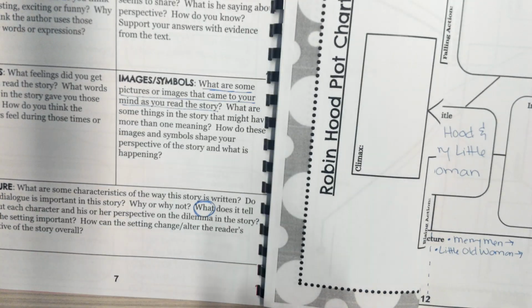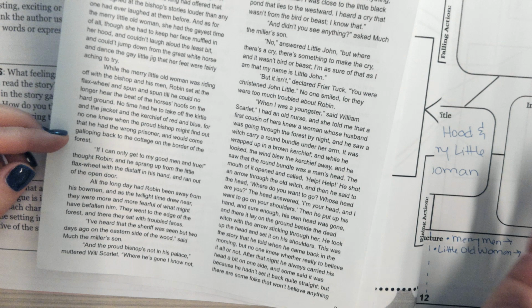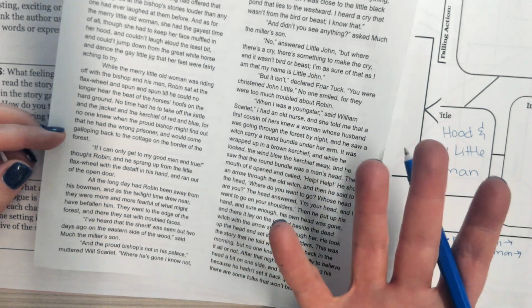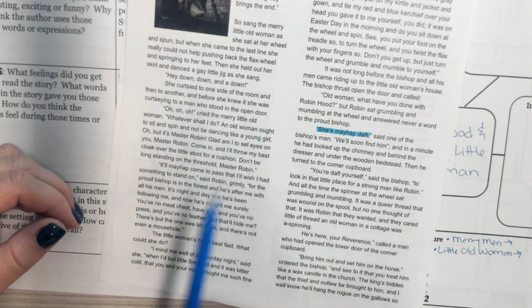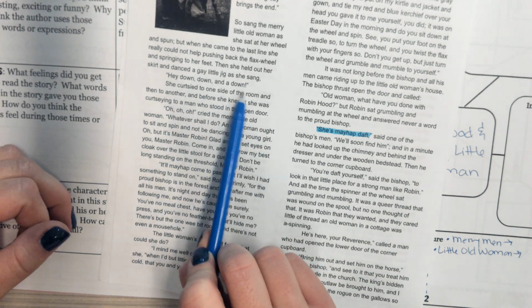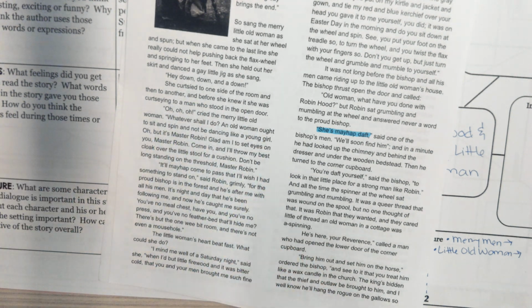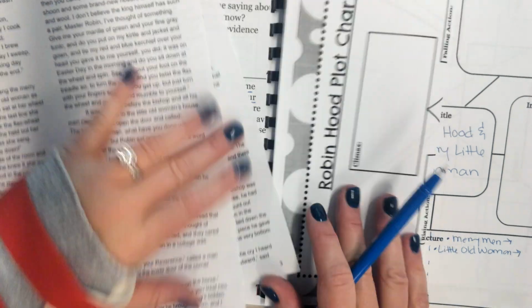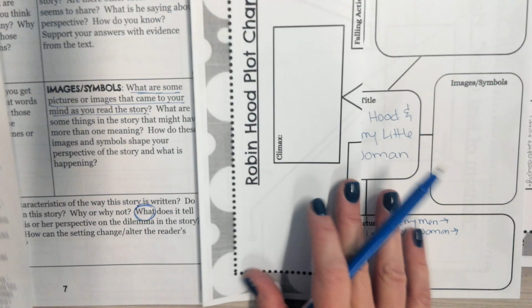Well, I don't want to take this away from everybody, but I think that we all imagined the lady dancing, right? Dancing and singing in her little hut. Hey, down, down, and a down, right? She curtsies to one side of the room, curtsies to the other. So I'm going to write that one down. What are some pictures or images?